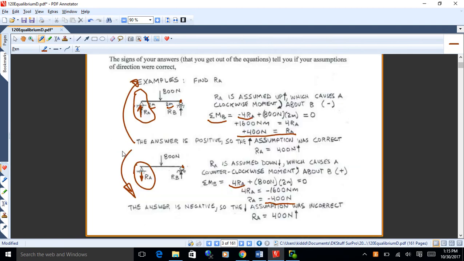RA is a force, right? Yes. Is that a reaction? R means reaction. It's the force at A.